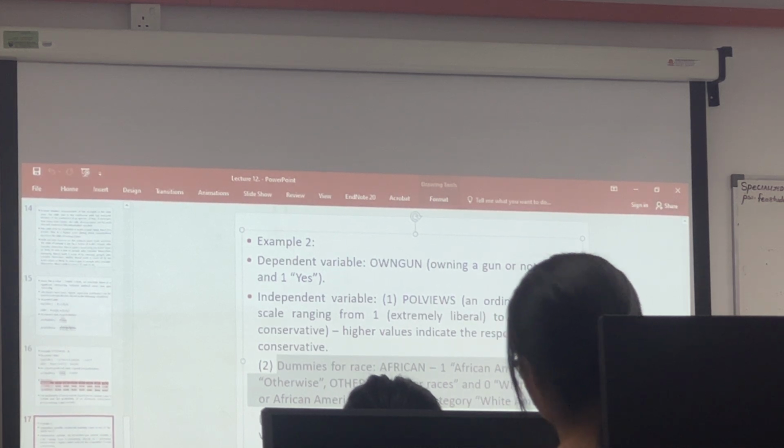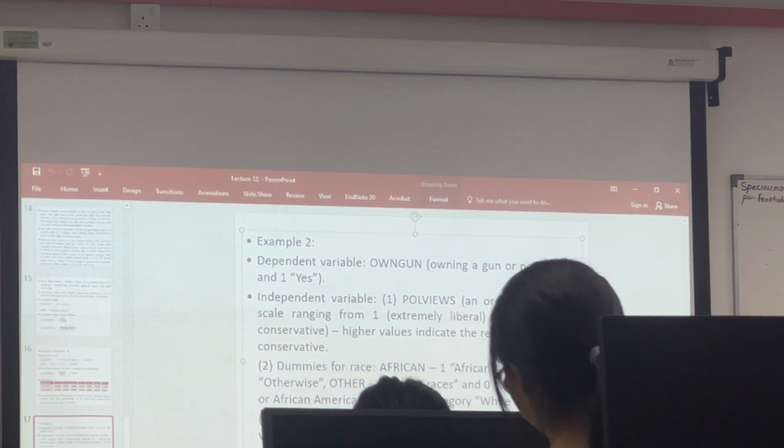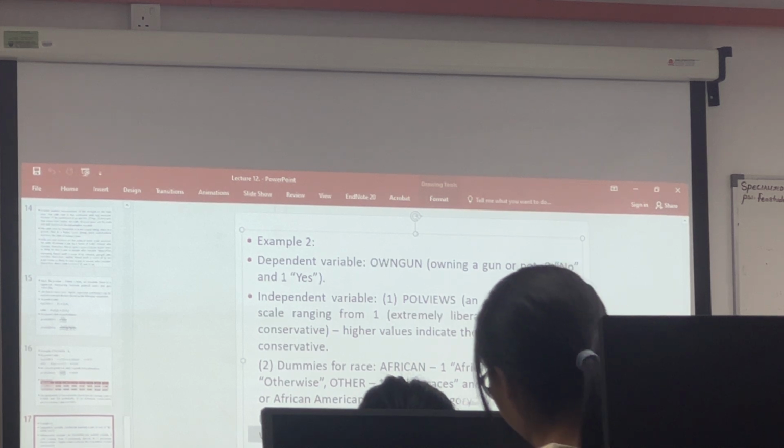And then the third variable we have is a socioeconomic index, a scale variable with higher values indicating higher socioeconomic status. This is just like a normal variable with numerical values, or we call it a scale variable, so we can just use the variable. You can include that variable in the model.